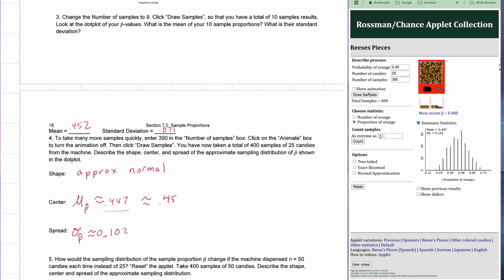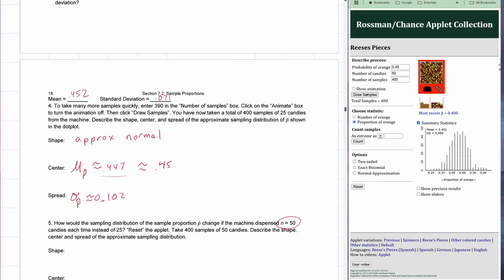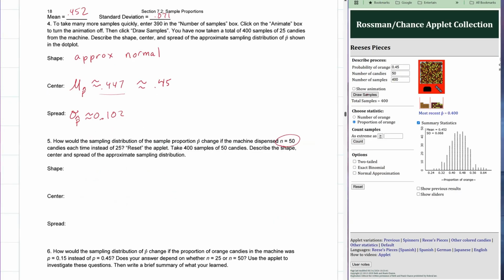Let's do this again, but instead of a sample size of 25, let's reset this machine and have the sample size be 50. Let's go ahead and do 400 samples from that, and then let's see if we can see any differences between these two. What about shape? Well, the shape of that estimated sampling distribution still looks approximately normal. I wonder if that's going to be approximately normal all the time.